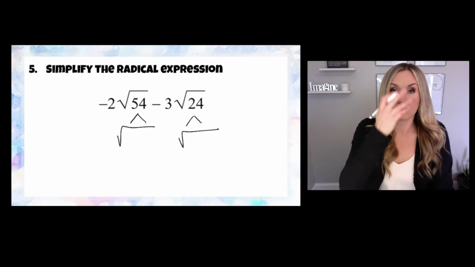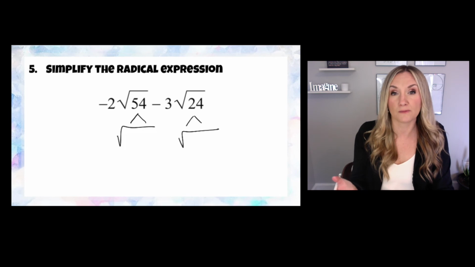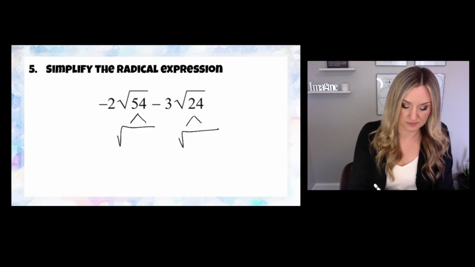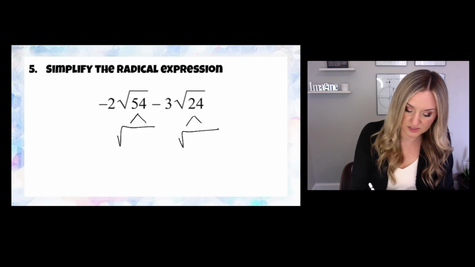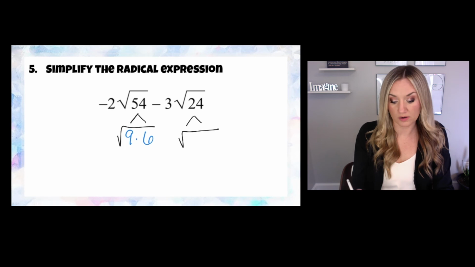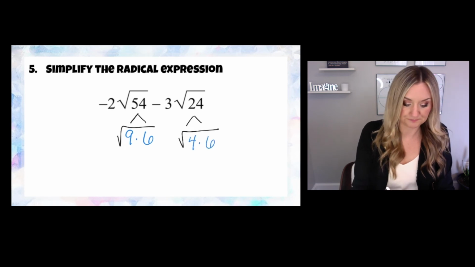Now I want you to think of all the numbers on the perfect squares list, and you have 54. So 54 is 9 times 6. And 9 is on our perfect squares list, so 9 times 6. And then for 24, 24 is just 6 times 4.